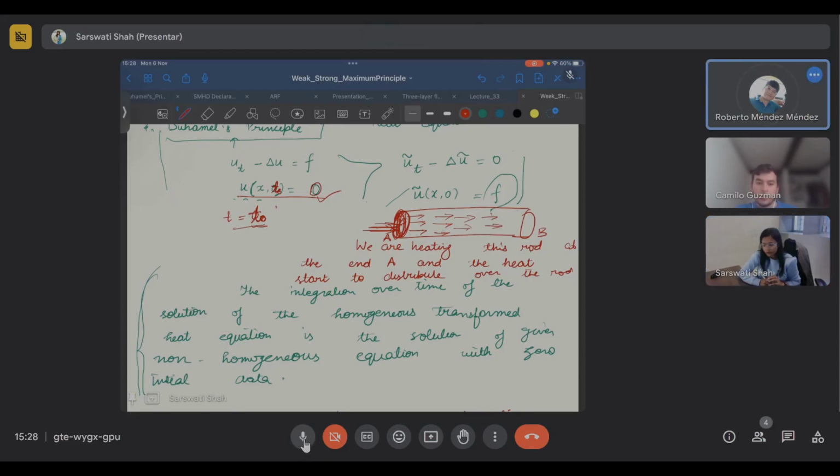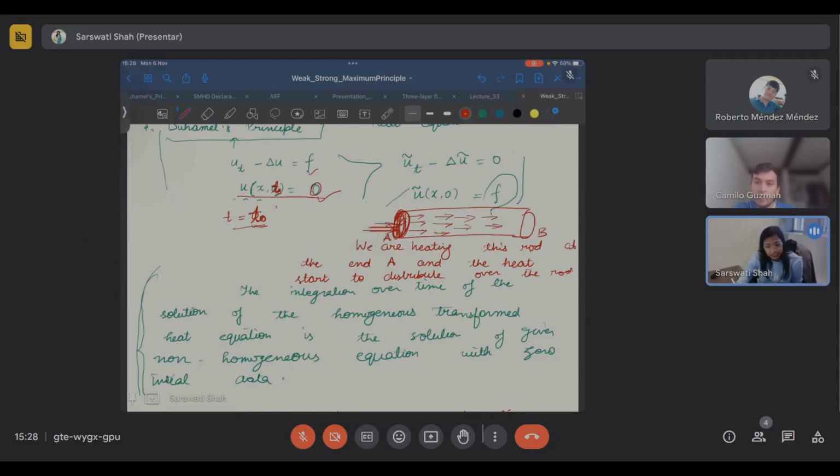Yes, teacher, thanks. I have a little question. Is the function f a function of x and the spatial variables, or can it be a function of u, for example, like in a reaction diffusion equation? Which function is this f?